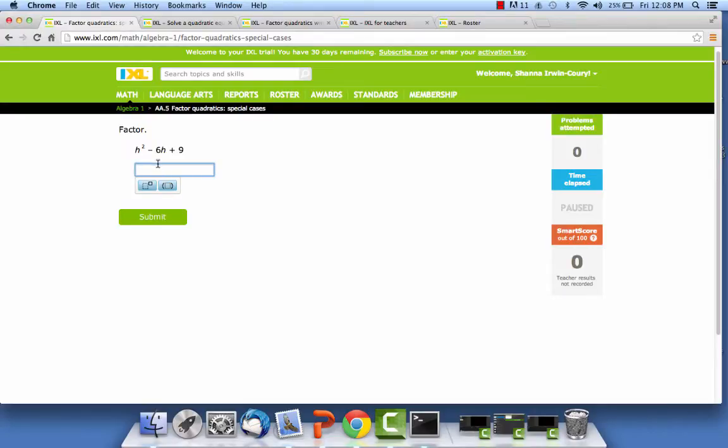So this is, in fact, a perfect square trinomial. So h minus 3, so it's the half of the middle is the second part, always. Let me see if I can just put squared.